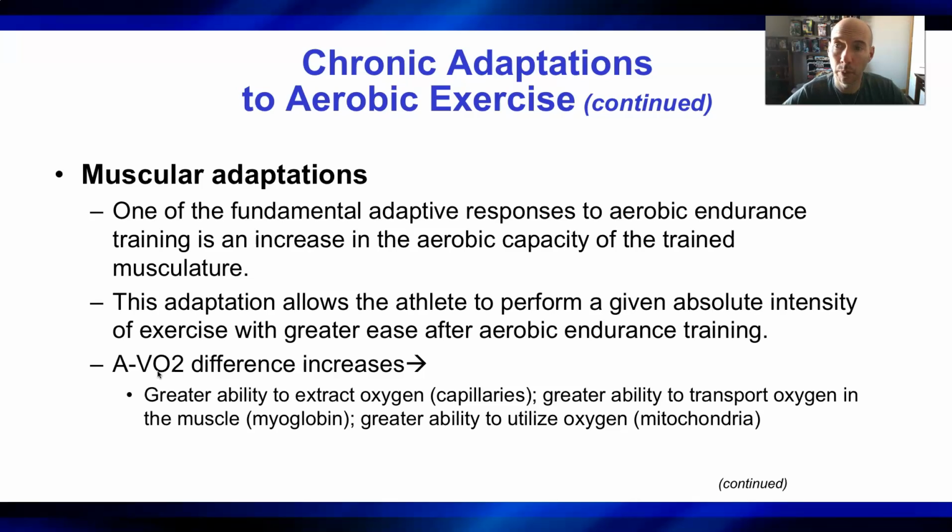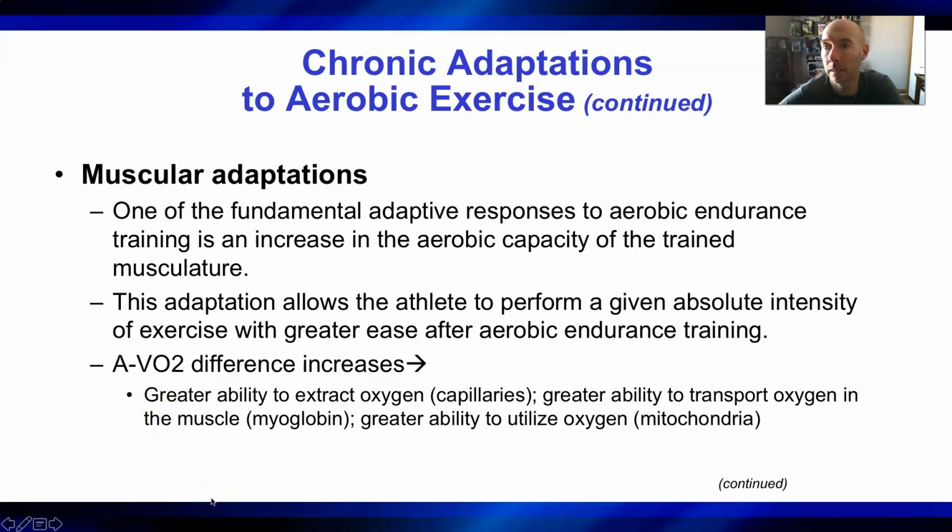So there are some very important adaptations that occur within or around muscles that allow for the AVO2 difference to go up, and that in turn allows for the Vo2 max to go up as well. So let's talk about those. Three big things.